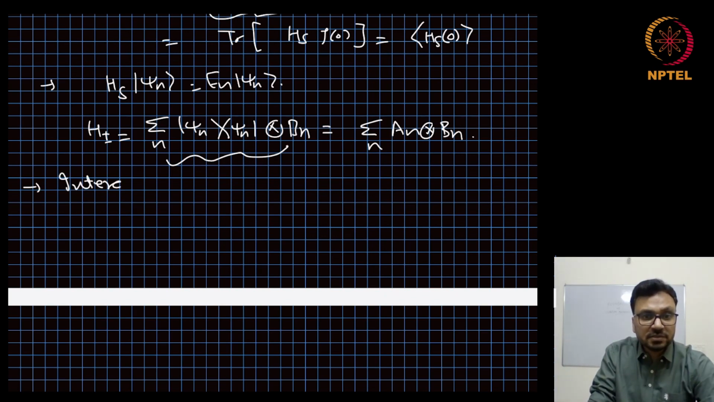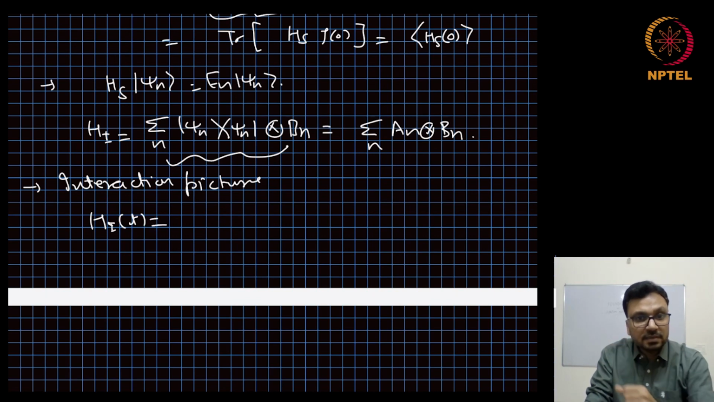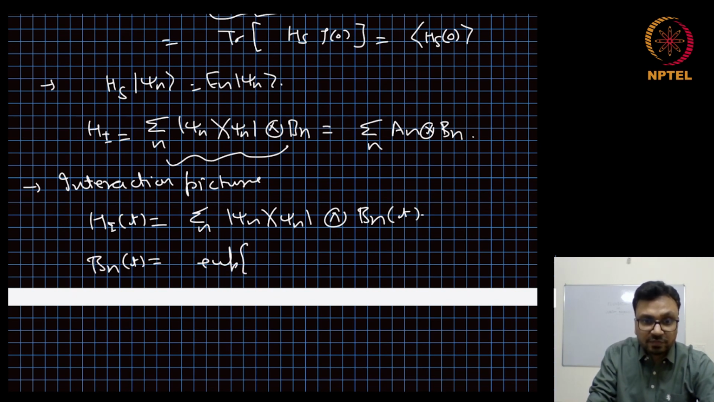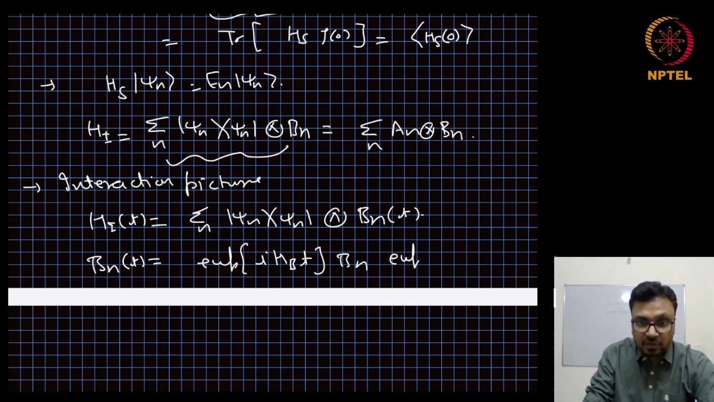Now the interaction picture. The interaction Hamiltonian in the interaction picture will be, since our states are not changing with time, sum over n of ψn tensor Bn(t), where Bn(t) is exponential of i Hb t, Bn, exponential of minus i Hb t.